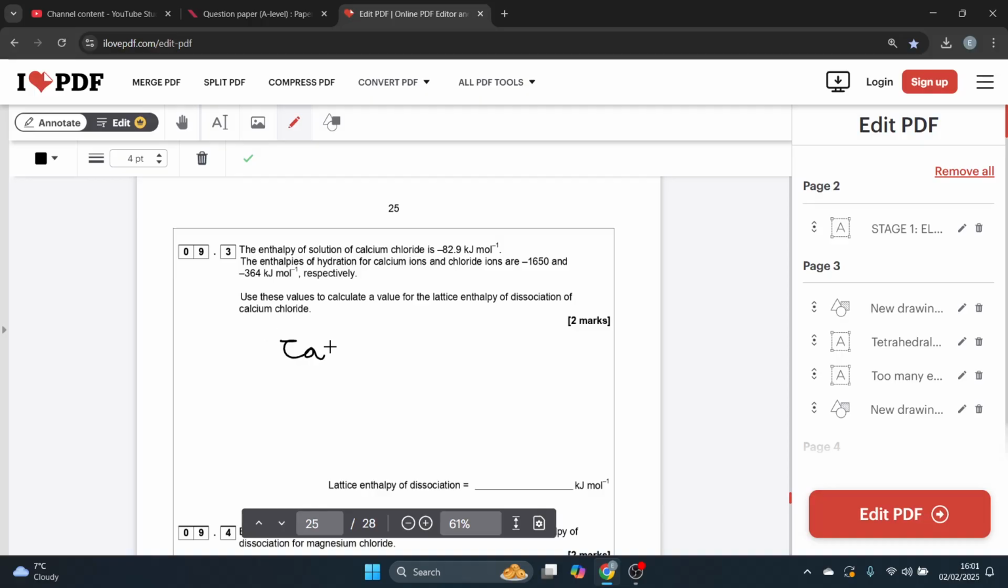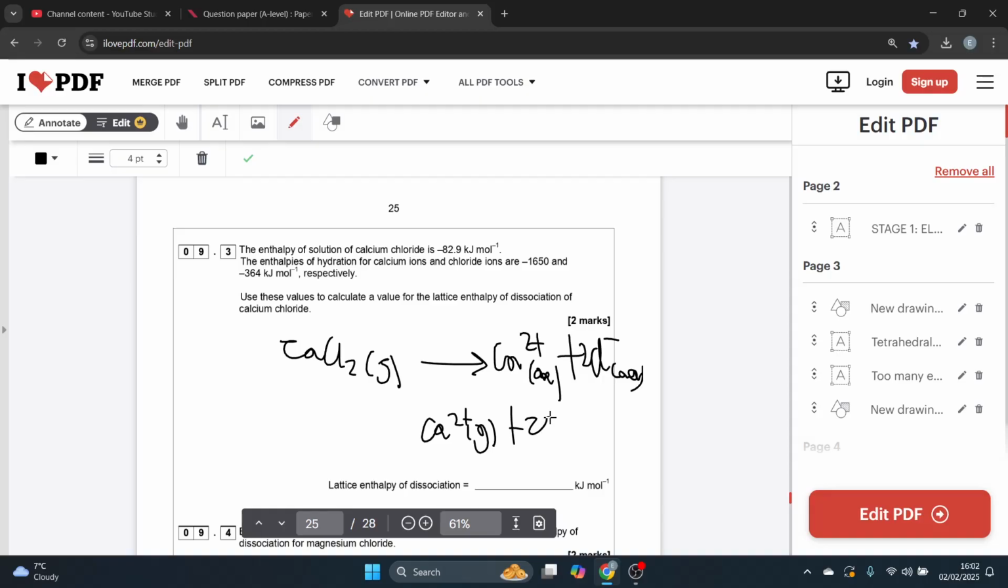So calcium chloride solid, and I go to Ca2+ aqueous plus 2Cl- aqueous, and I've got Ca2+ gaseous plus 2Cl- gaseous. What do I want to find? Enthalpy of lattice dissociation of calcium chloride. So it's not this. This is minus 82.9, enthalpy of solution. Then I go down, then I go up. Enthalpies of hydration of that. So what I want to find, lattice dissociation, I want to find this basically.